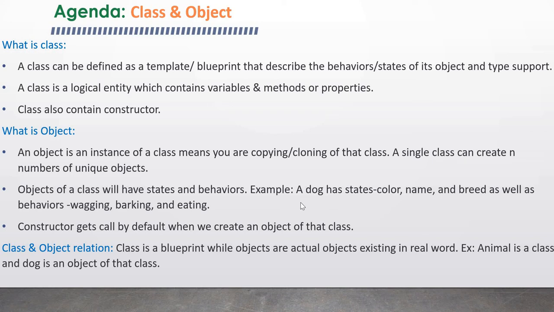Okay, so you can say dog is a class. If you think of dog as a class, then its color, name, and different sounds are the behavior of a dog. Those are the different attributes that make a dog a complete object of an animal class, you can say. So the constructor gets called by default when we create an object of that class. We'll see how to create a class and how to create an object. When you create an object of a class, if you have a constructor method, it will automatically, by default, get called.